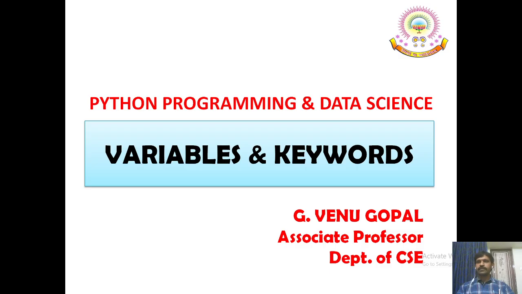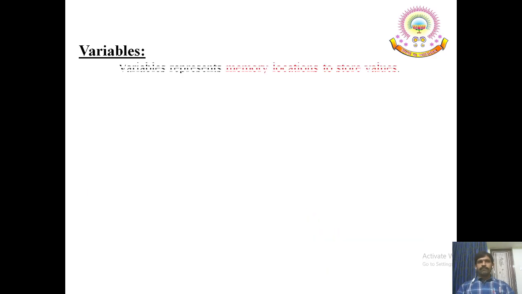Now let us see the next concept. Variable. Variables represent memory locations to store values. If the user enters any integer data or numeric data or float data or string data, it must be stored inside the memory before it gets processed. So to store the data value entered by the user, we must reserve some amount of memory, and that amount of memory we reserved with some identification purpose is called a variable.